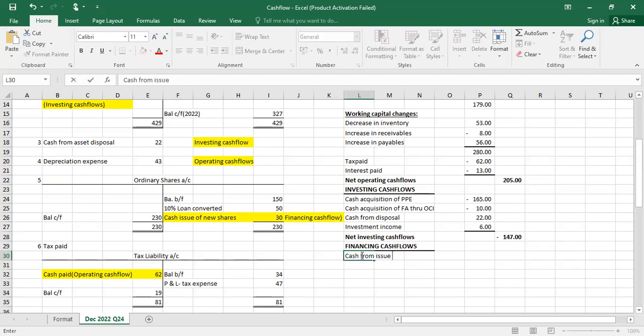The first one we have seen is cash from what? Cash from issue of shares. And I want us to agree, the cash from issue of shares is in working number 5. When you look at the ordinary share capital account, working number 5, the cash from issue of shares, we had computed this 30. But this is normally plus what? You must check the share premium account. Go back to the question and check whether the share premium changed.